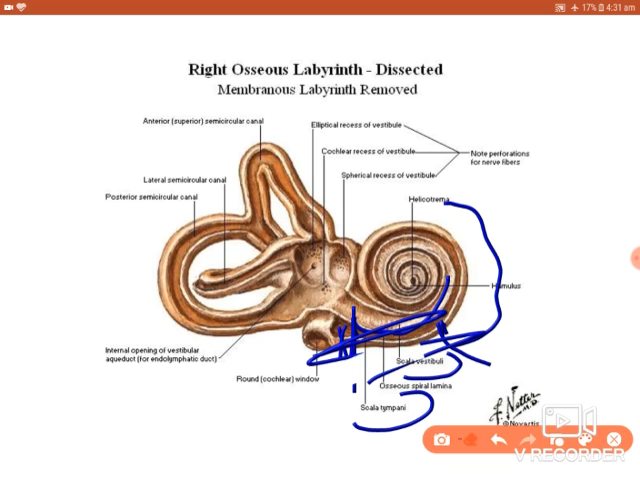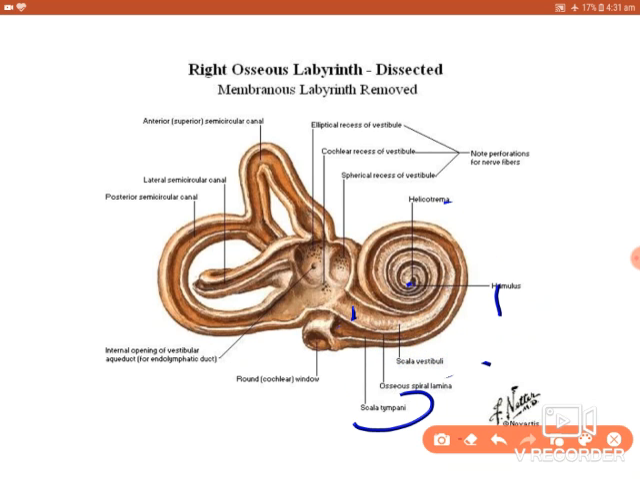See here, this is the apex of the cochlea, where the scala vestibuli and scala tympani are continuous through an opening. This is called the helicotrema. Posteriorly, the scala vestibuli is related to the oval window. The scala tympani is related to the round window of the middle ear.